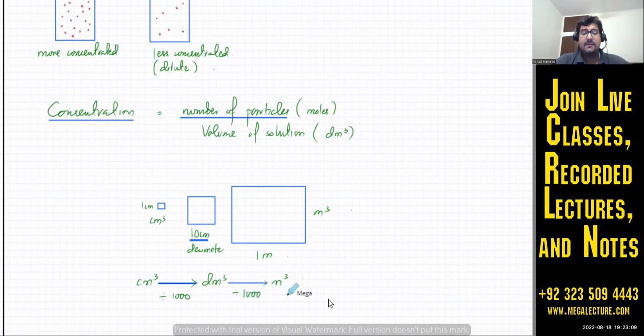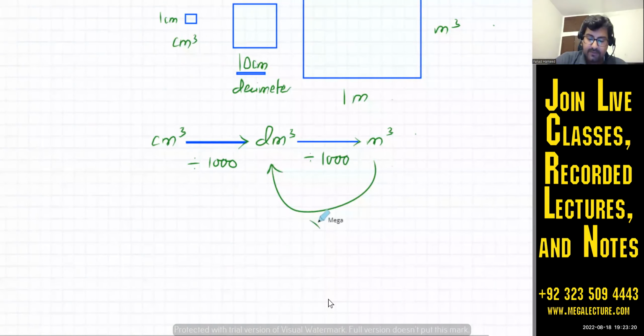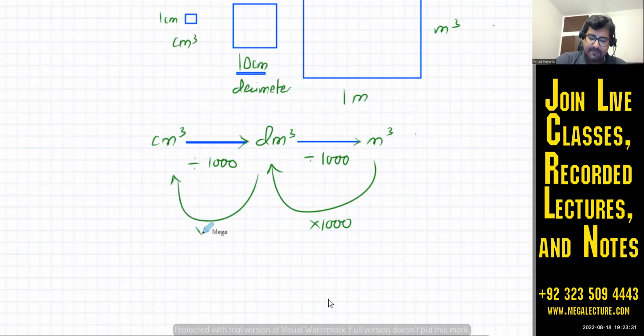Okay, so there's a conversion happening. And if you want to go back, you're going to do the reverse, which is multiply by 1000. If your volume is in meter cube, you can multiply by 1000 and you'll get the same volume in decimeter cube. And if you want to go back to centimeter cube, you'll also multiply by 1000.